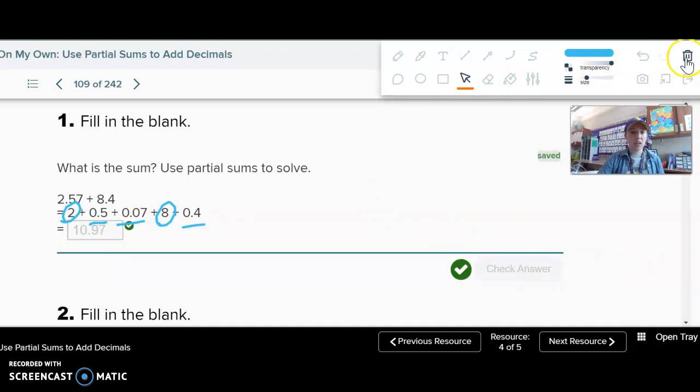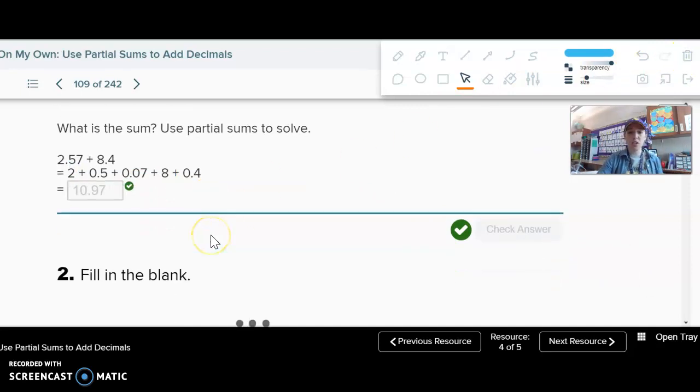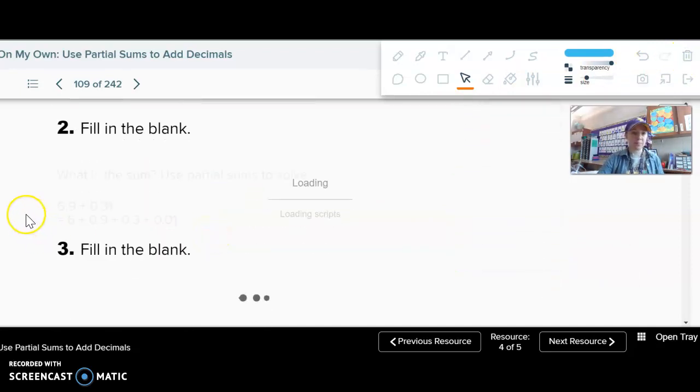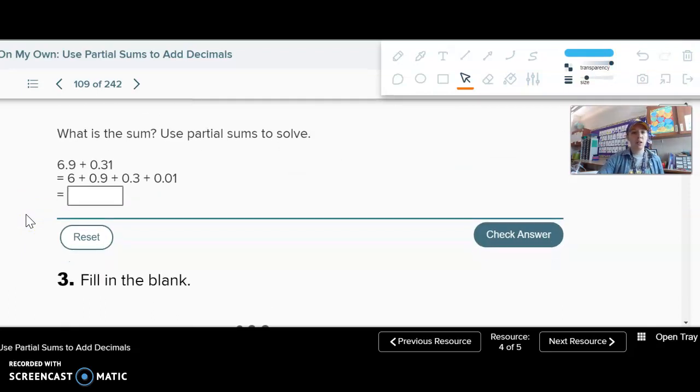Right? If ever you're like, I don't know where she got that, let me know. All right. What is the sum? Use partial sums to solve. 6 and 9/10 plus 31/100.